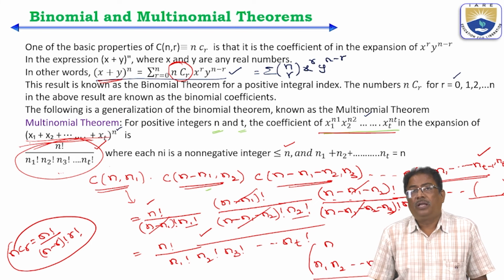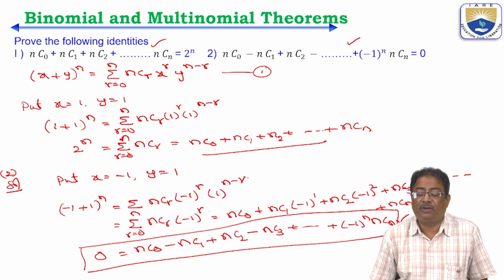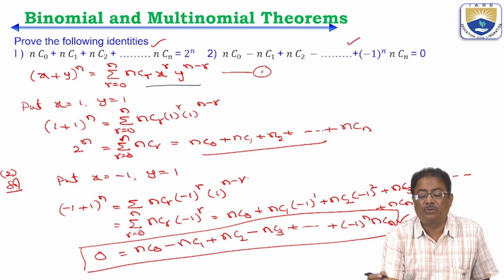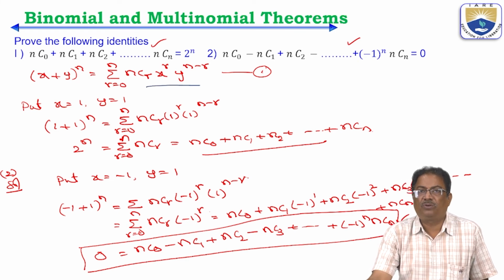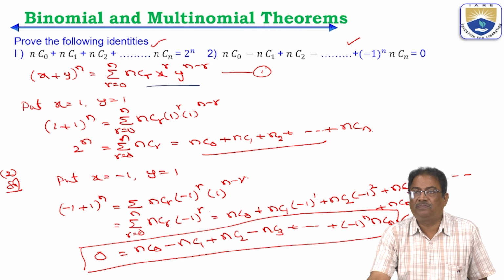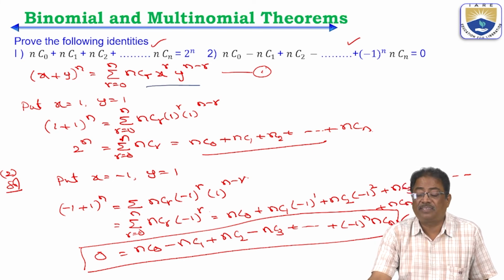And now if I am considering some of the problems, say the identities, the first one and the second one. In the binomial theorem, we are going to consider x plus y. Just by substitution, x equal to 1, y equal to 1, we get the first one. x equal to minus 1, y equal to 1, we get the second one.